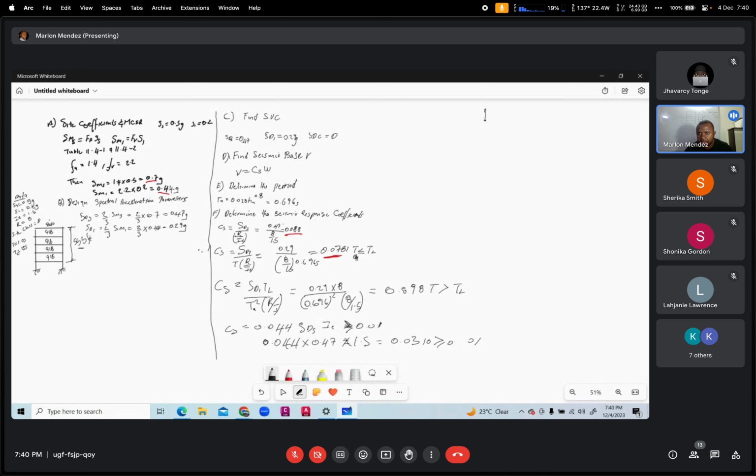So now we can find the base shear here, which is V, equal to this coefficient multiplied by 4,512 kips, which is equal to the base shear. All right, so that is the base shear here. You get that?